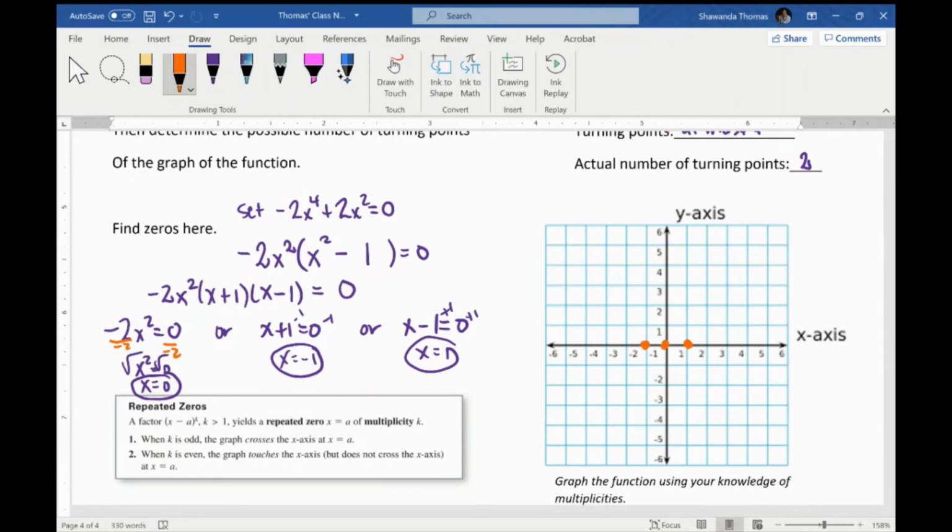What degree is this polynomial? 4th degree. To the 4th power. So it's going to resemble which function? Quadratic. What's the leading coefficient? -2. So what does that mean? What's going on the left side? Both sides are going down.